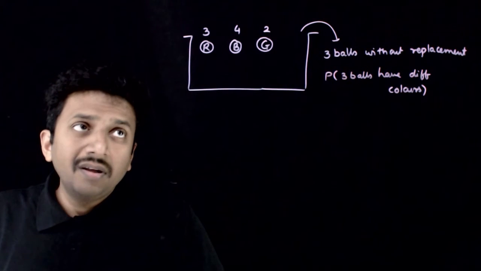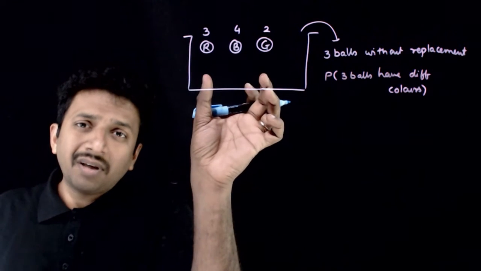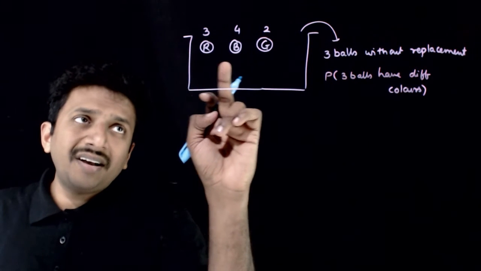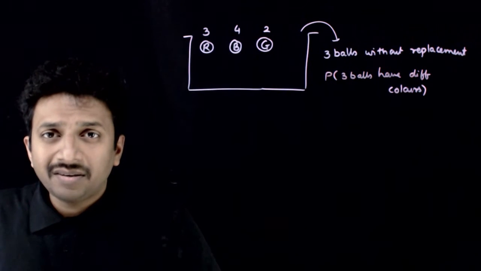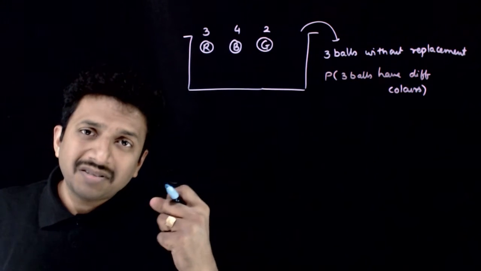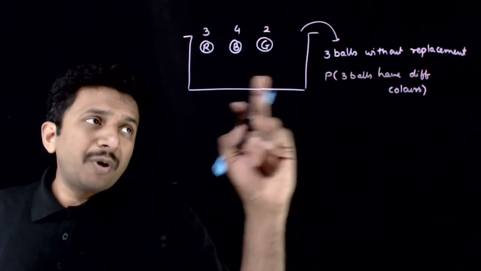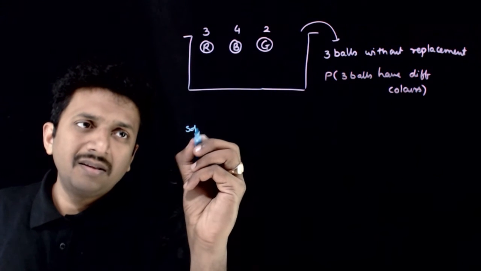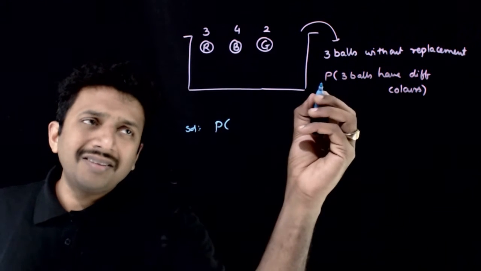So welcome students. In this question you're given that you have an urn which contains a total of 9 balls, out of which 3 are red, 4 are blue and 2 are green. And 3 balls are drawn from this without replacement. What's the probability that all the 3 balls have different colors? So we call this event E.